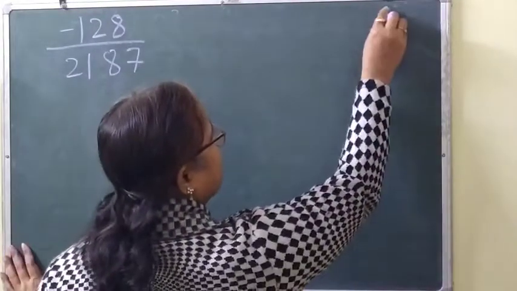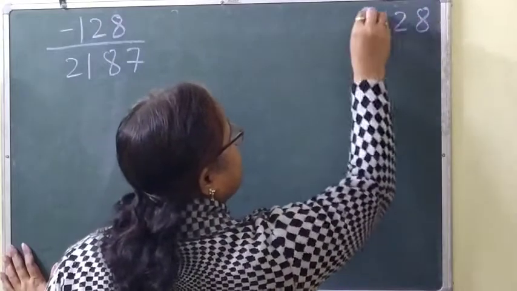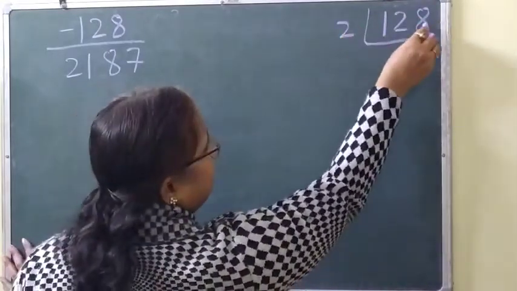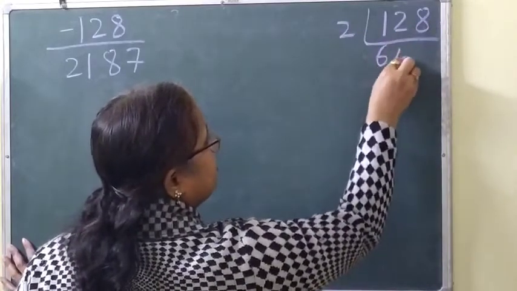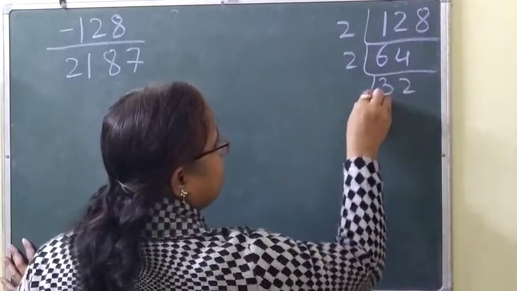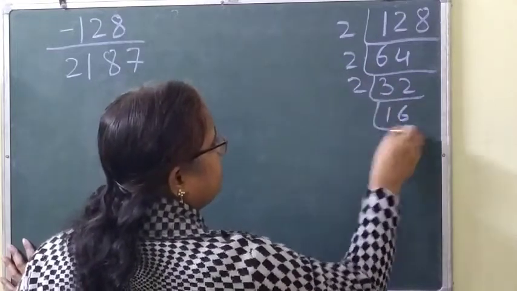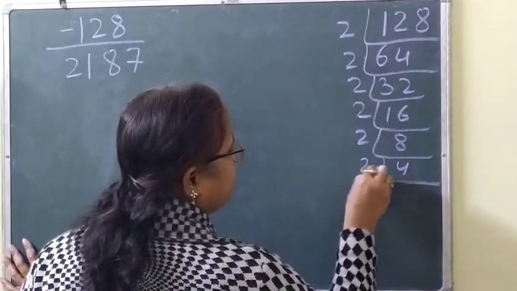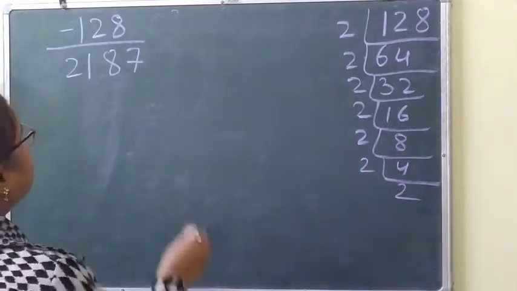So first we will find the prime factors of 128. So how will we get it? So 2, because this is divisible by 2. 2 6s are 12, 2 4s are 8... 2 64, then 2 32, then 2 16, then 2 8, then 2 4, and then 2 2. This is 128.